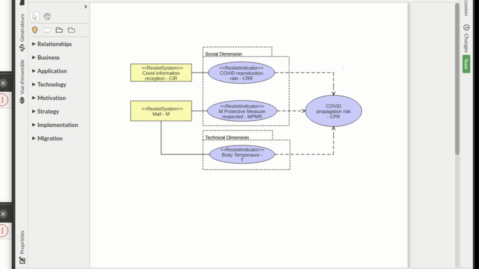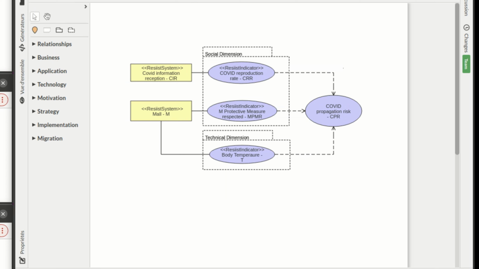In the conceptual view, realized in Archimate, we find two components in yellow. First, the shopping center, with the MPMA indicator, which influences the propagation risk indicator, CPR. MPMA is an indicator of compliance with the barrier actions resulting from the aggregations of the different indicators of the zones composing the shopping center. We will see this later.